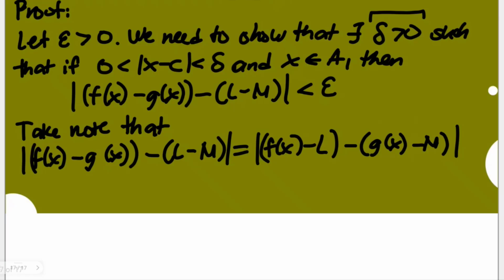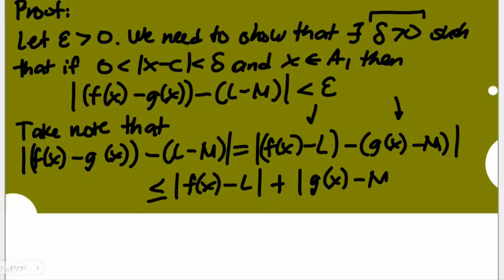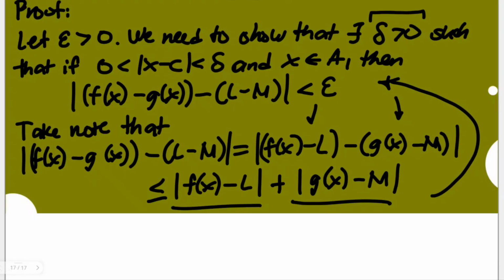This is because we can apply here the triangle inequality, which tells us that if we have two quantities subtracted under absolute value notation, we can separate them: the absolute value of f of x minus L, plus the absolute value of the other term as well. That's the triangle inequality. We have a property for that. In short, we just need to structure situations that will allow us to arrive at an epsilon. So that would be our goal.